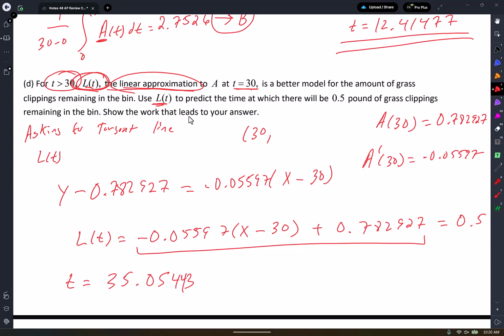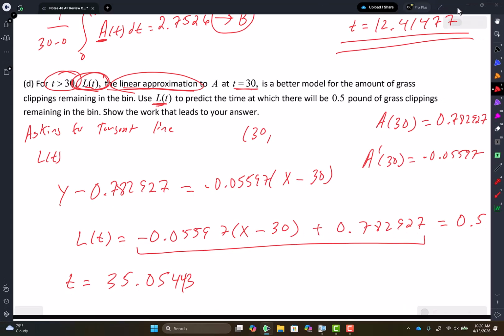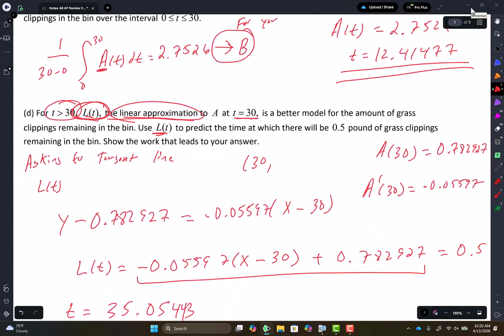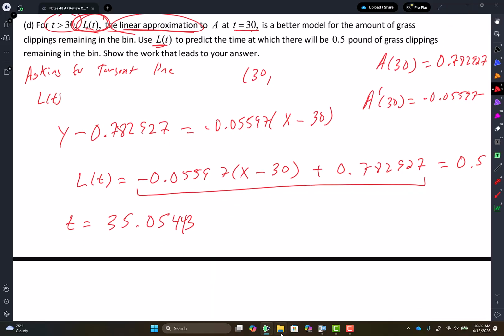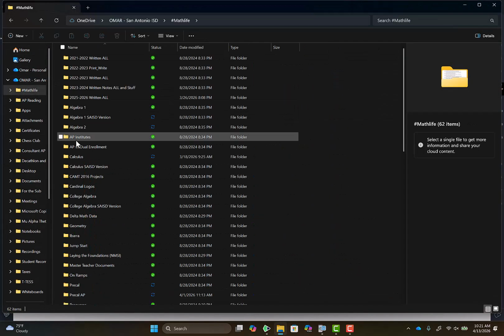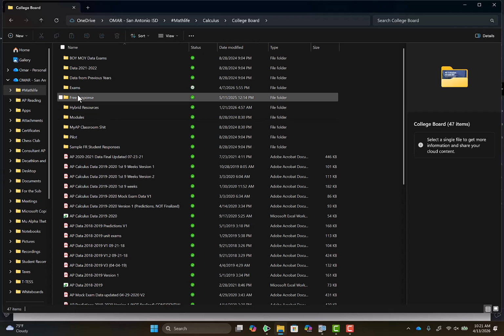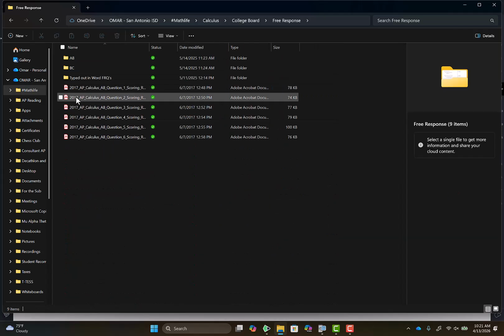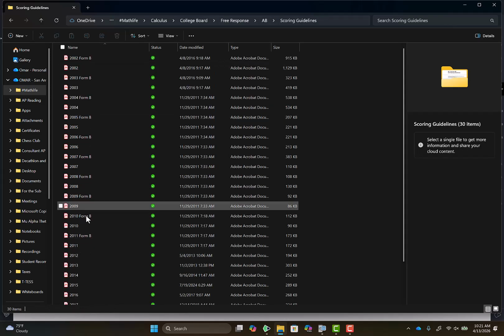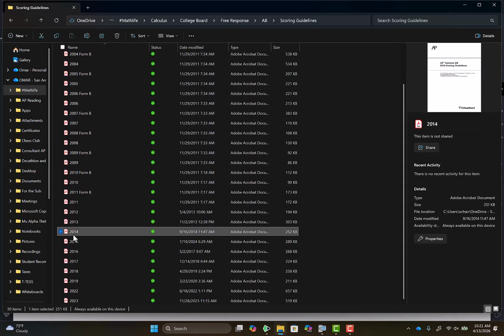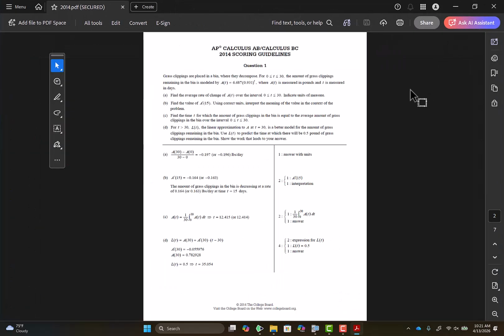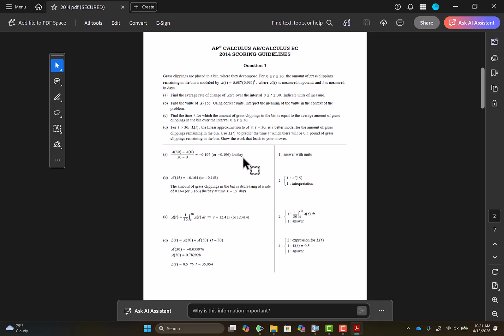What year was that? 2015? 2014. Yes. Let's check out the rubric really quick. Math 5, calculus. Don't worry, I'll go back to it. College Board, free response, AB, scoring guidelines, 2014. All right, here it is. Did we get a point for letter A? Negative 0.197 or 0.196 pounds per day?